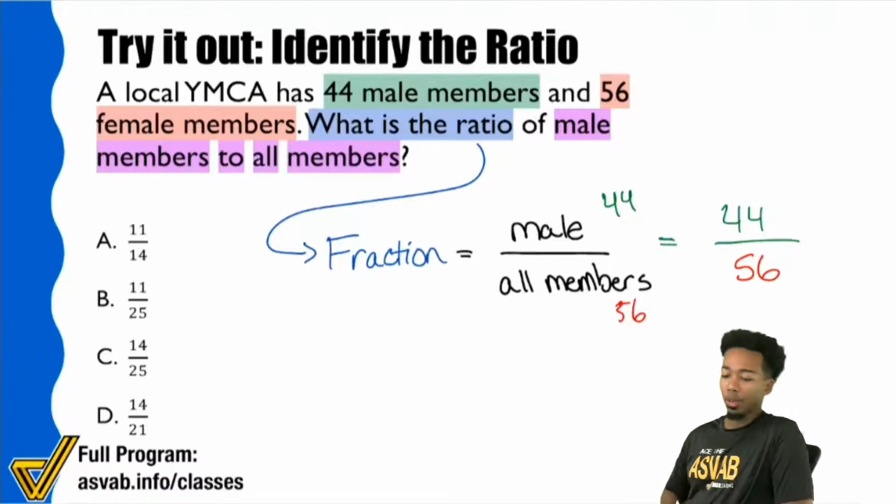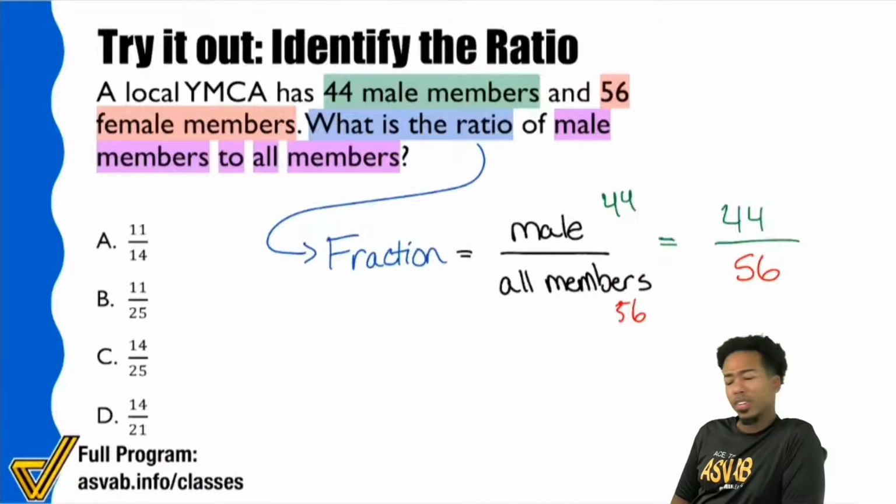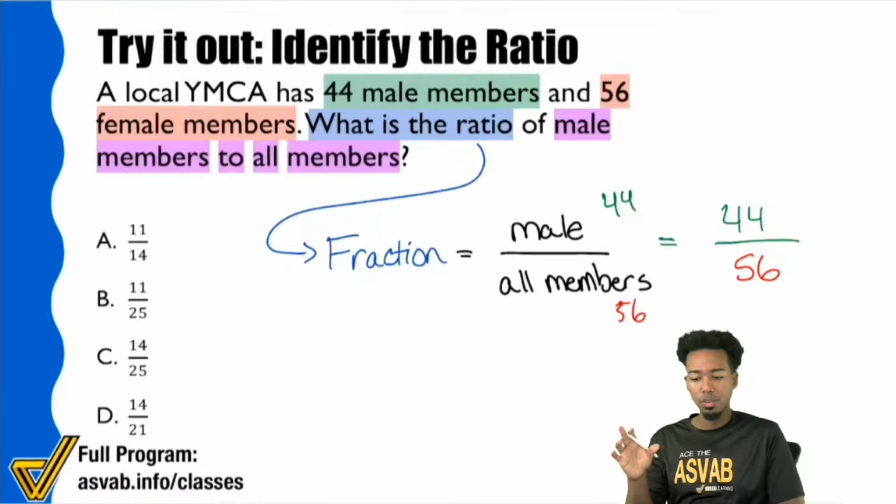Everyone, what is the problem with me writing 44 over 56? For those of you that are a little more confident, help us out. Come on, let's really have this talk. Why is this not correct? Kat, thank you. That was the clearest one.